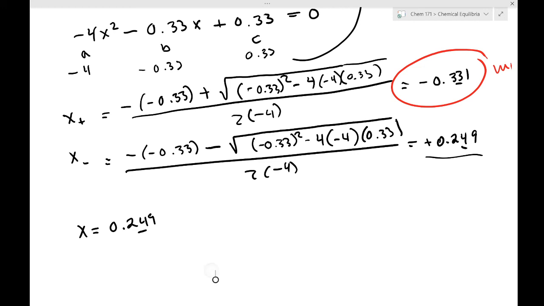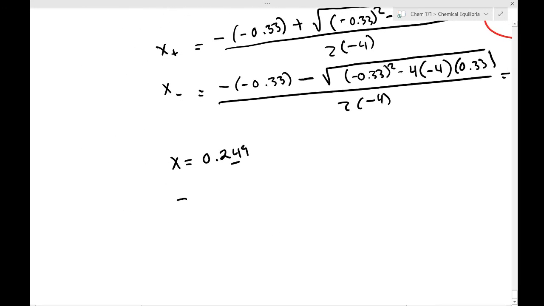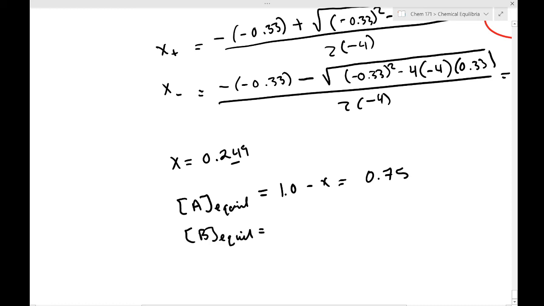And so because of that, we can now calculate the concentrations at equilibrium for A, which is just 1.0 minus x, which is equal to 0.75. And we can calculate the B equilibrium concentration as 2 times x, which is equal to 0.50.